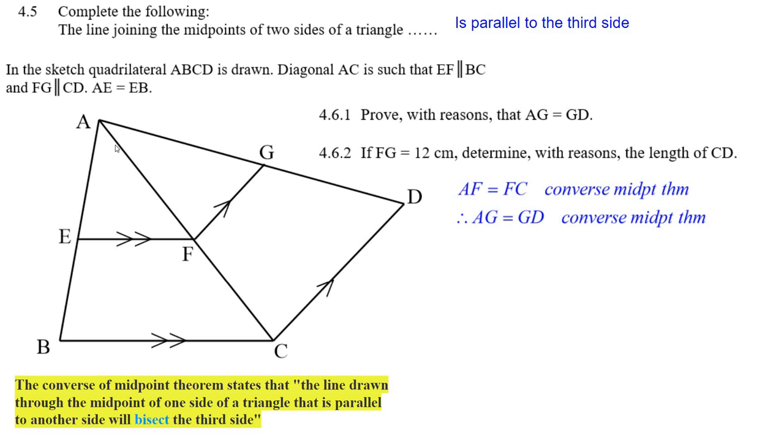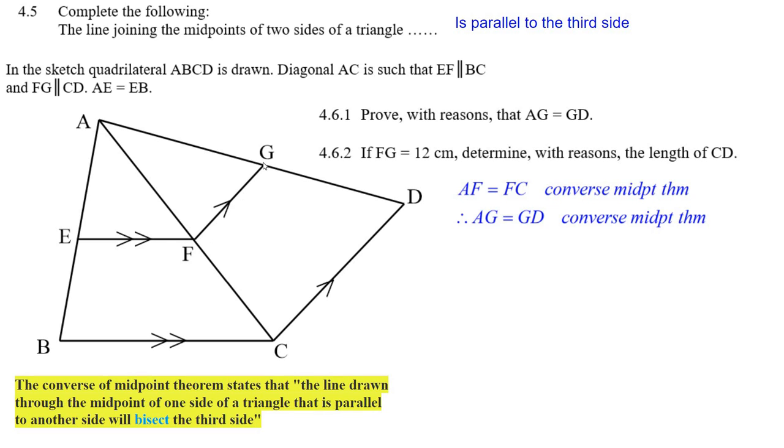Now we can use it again. If AF equals FC, if F is the midpoint, that means that G must be the midpoint. So AG equals GD. And I had to use the converse of the midpoint theorem 2 times to do it. Now that's pretty tricky. Anyways, that's what you've got to learn.